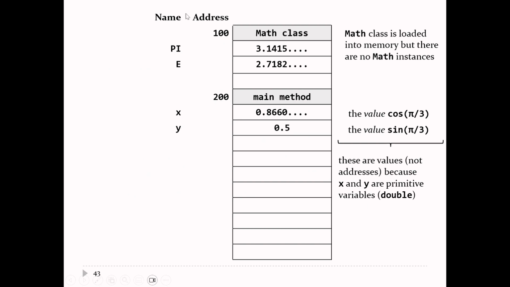If you were to look at what the memory diagram looks like for this, the math class sits in memory somewhere. It's got a field called pi. It's got a field called e. You never make a math object to call cosine or sine. So when you call cosine and sine, you go to the math class, you find its sine method or its cosine method, and that method runs. There's no object that needs to be made.